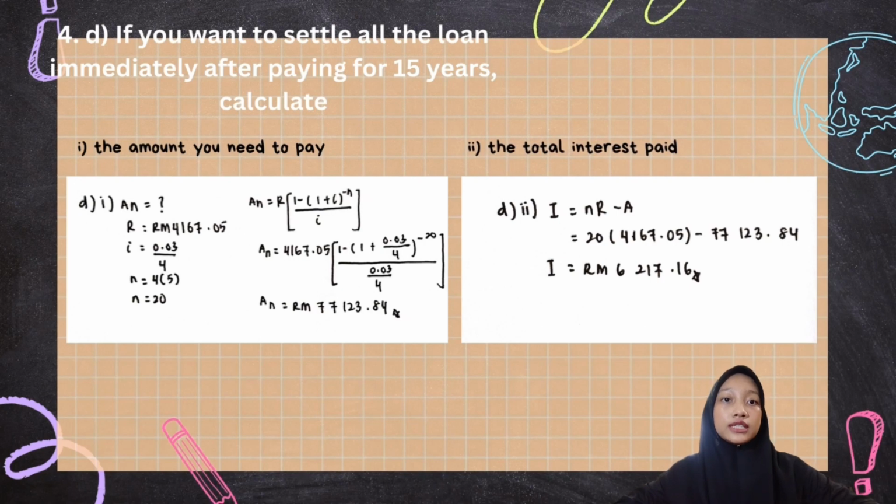So the formula for interest paid is I equals NR minus A. N is 20 multiplied by 4,167.05 minus 77,123.84. You will get the answer I equals RM6,217.16.